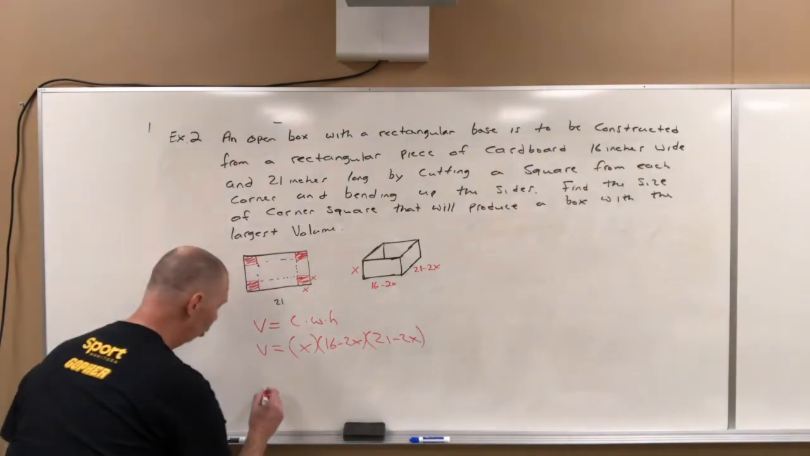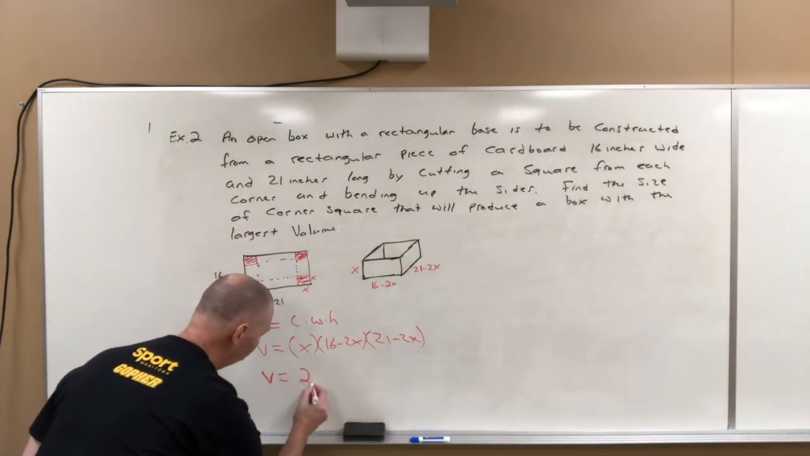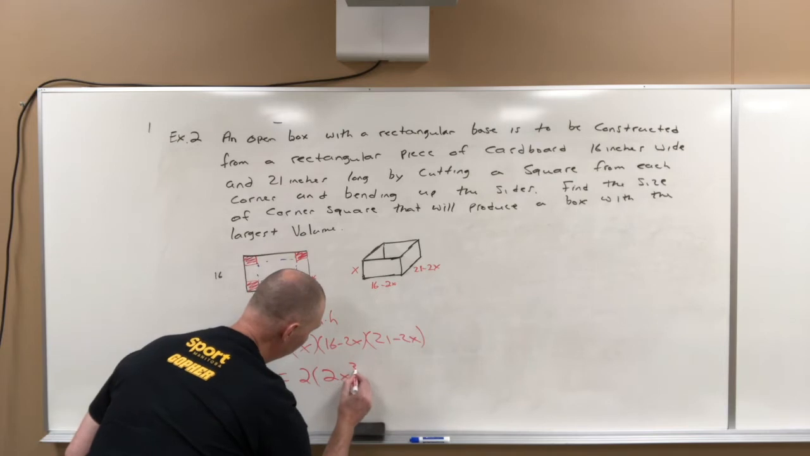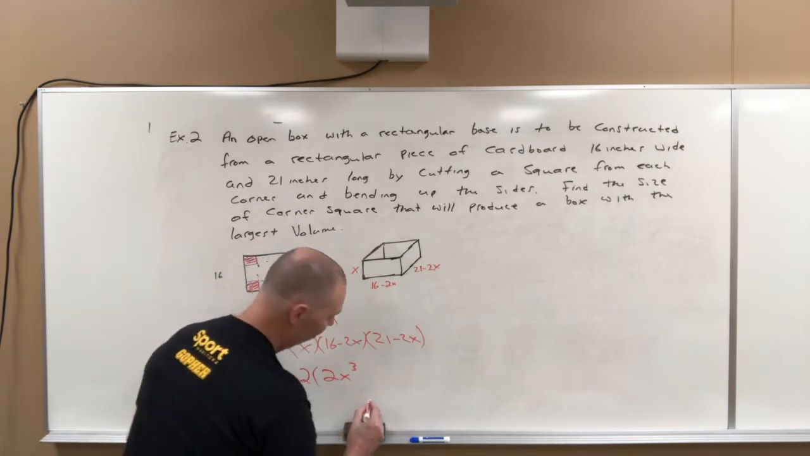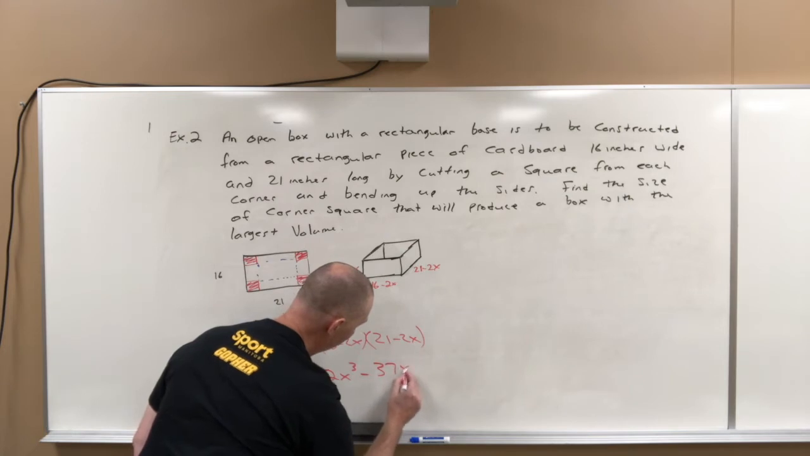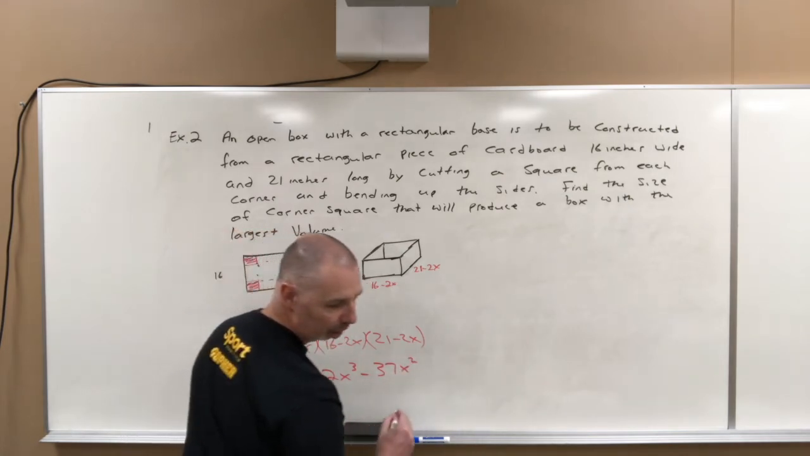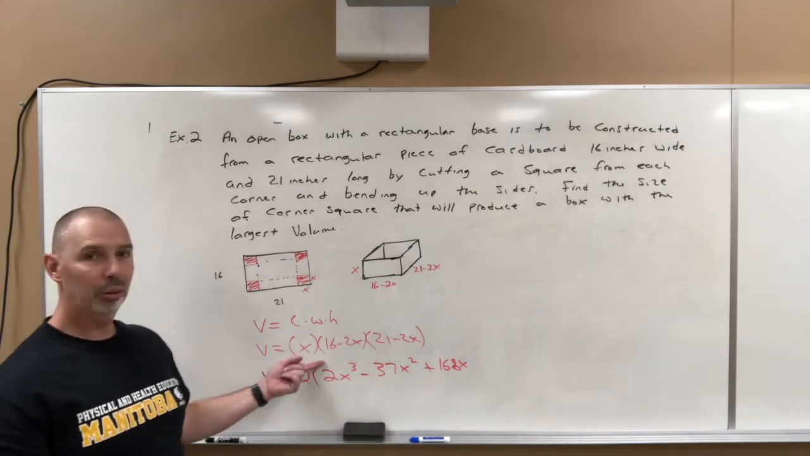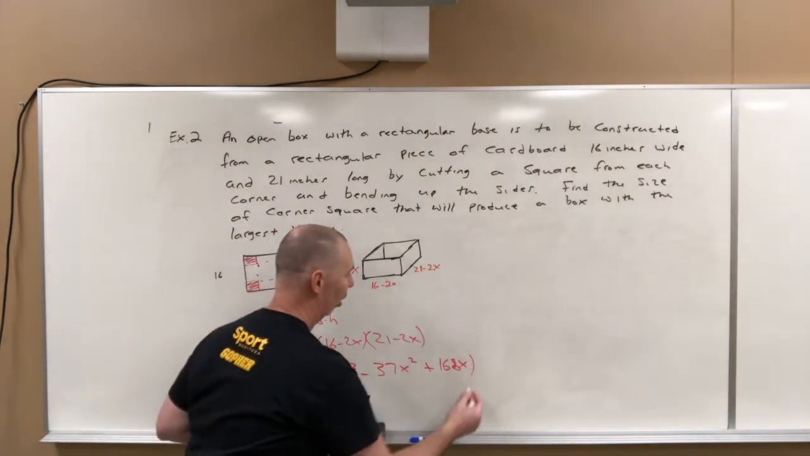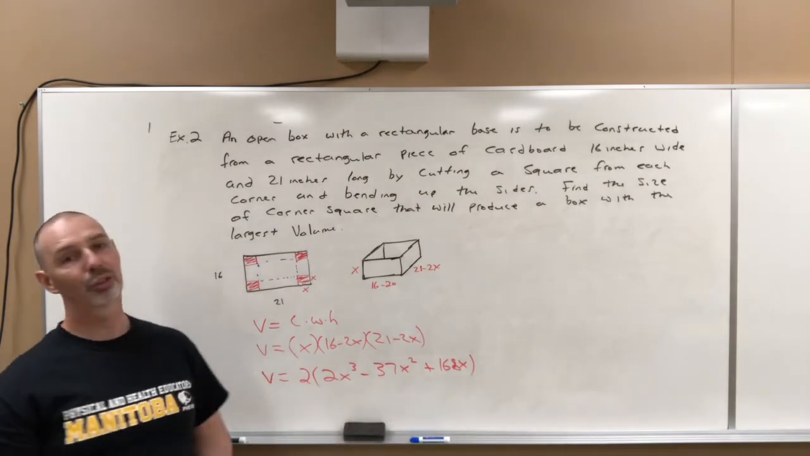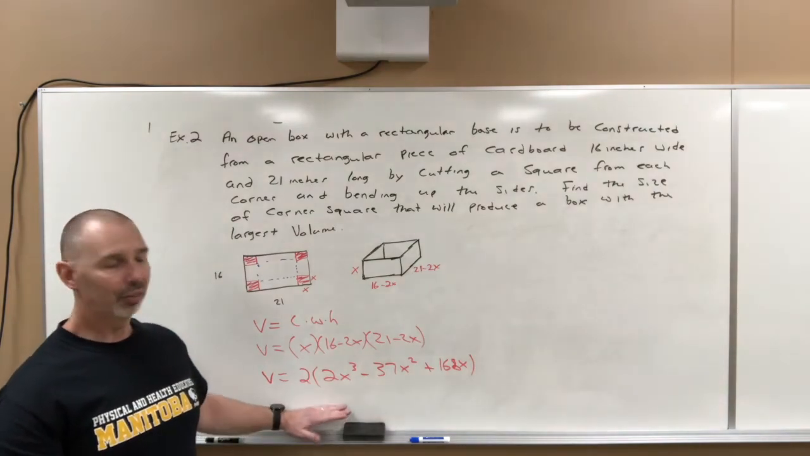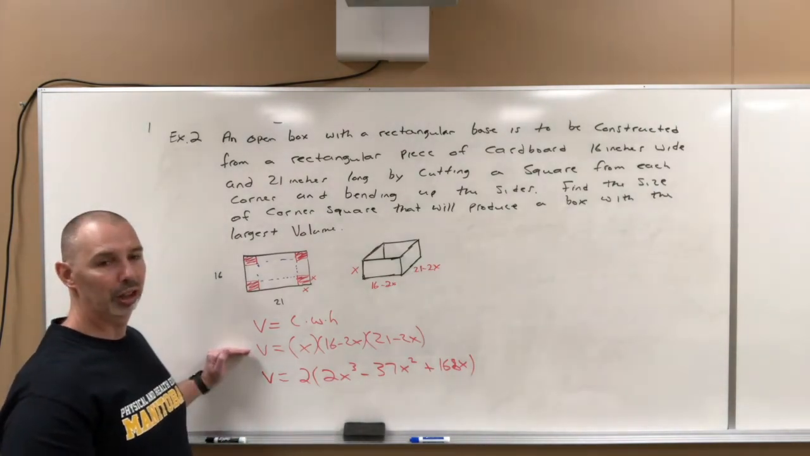What you should get in the end is that the volume equals 2 times 2x cubed minus 37x squared plus 168x. So you're going to multiply this out, you're going to factor out the common factor of 2, and that's going to leave you with this function for volume. We want to do this because it's far easier now to take the derivative of this function than it is of this multiplication of 3 factors.